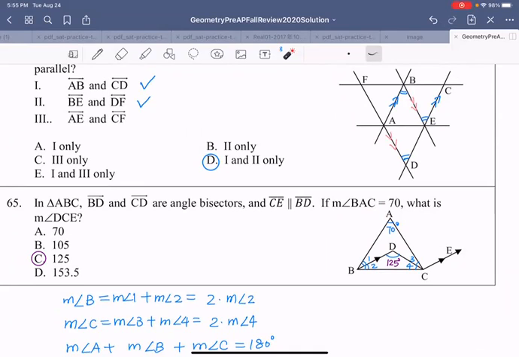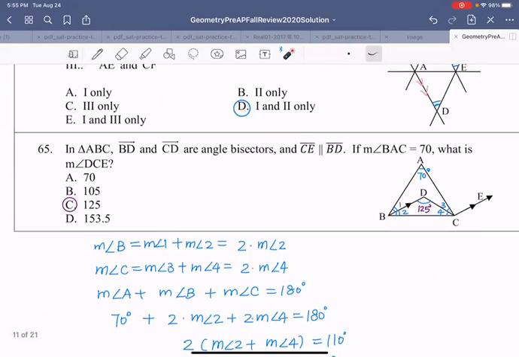If the measure of angle BAC is 70 degrees, what is the measure of angle DCE? Okay, this sounds like a hard question, right? Yes. Okay. We do it the way I taught you before. Even though we don't know how to solve it, we don't feel panic. We start with the given condition.